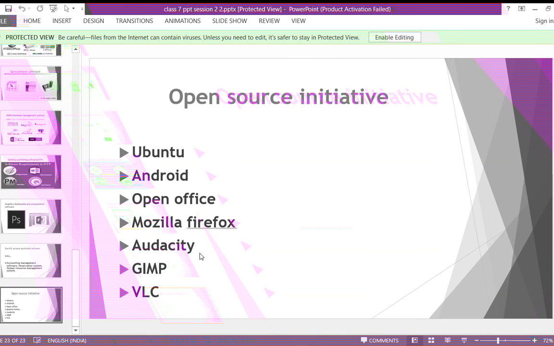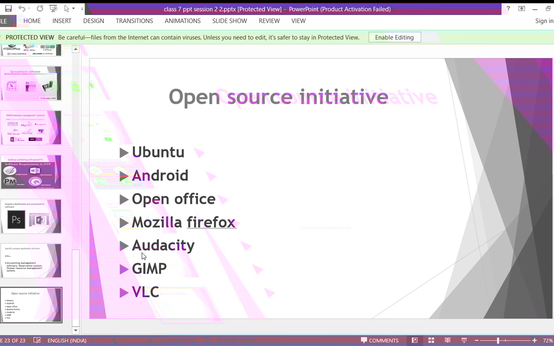Okay. Next comes Audacity. Can anyone tell what is the use of Audacity? Audacity is used to create your audio. If you want to create your own audio, for that purpose you are going to use Audacity. By the name itself, it tells it is used to create audio. If you want to create your own sound, we are going to use this Audacity software.